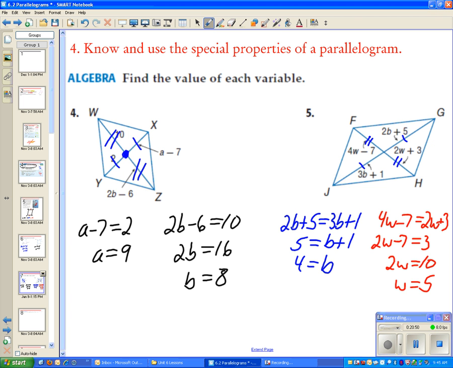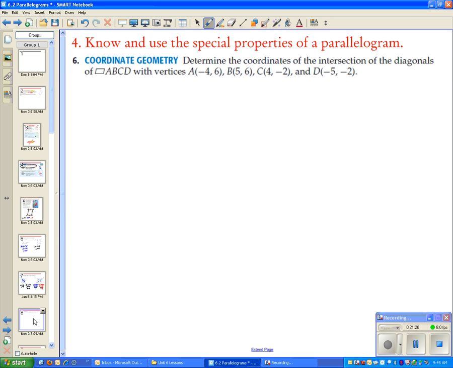So what we can do is simply find the midpoint of one of the diagonals. They have the same midpoint, don't they? That one point is the midpoint of each one. So if I can use the midpoint formula to find the midpoint of one of the diagonals, it must also be the midpoint of the other diagonal, and it must also be then where the diagonals intersect. Do you follow that logic? Yes or no? Okay.